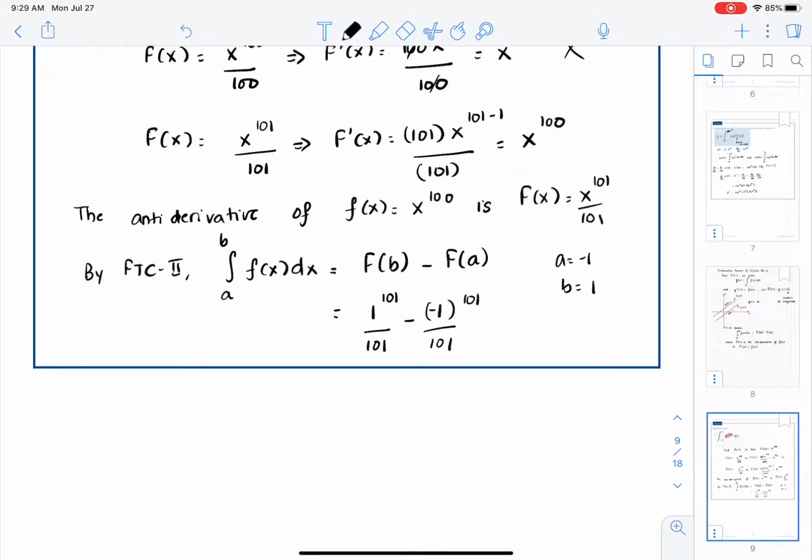And we can say that the power is odd. So if you have negative 1 raised to an odd power, you get negative 1. So minus of negative 1 over 101. So the answer is 2 over 101.